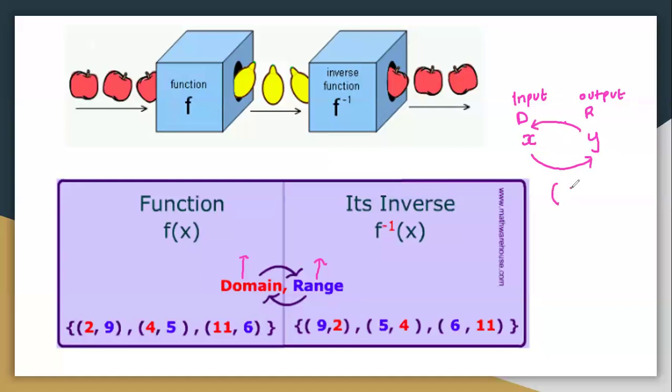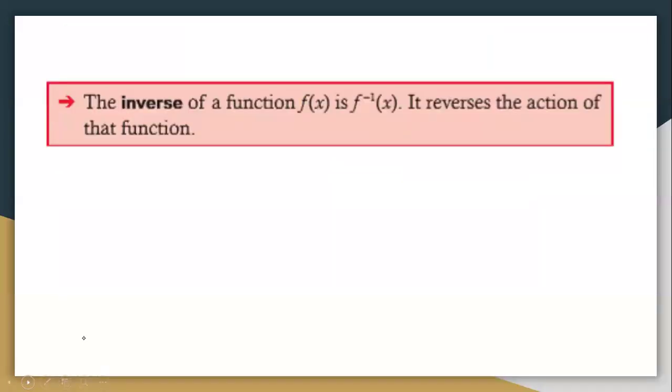Take an example. If I have this coordinate (2, 4), and this has been my function. This is my input, this is the output. If I want to get the inverse, I'll have this 4 come here, I'll have the 2 come here. So my inverse will instead be (4, 2). However, not every function you are going to find will have an inverse. There are those that we may not have.